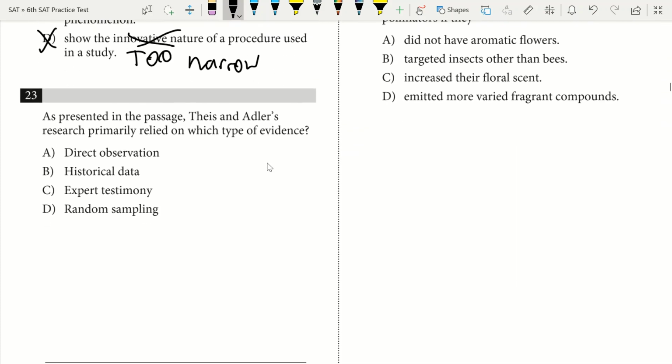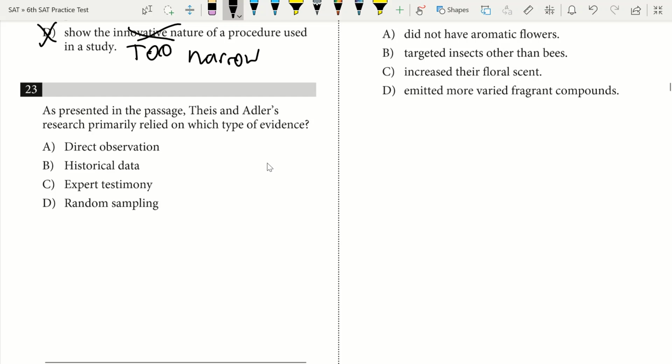All right, question 23. As presented in the passage, Theis and Adler's research primarily relied on which type of evidence? Well, if we think back to what it said, they had to wake up at 3 and 4 in the morning and look at each flower for 2 minutes, then write down everything they saw in that flower in that 2-minute period, for 168 flowers, I think was the number. It was in the hundreds of flowers. But they're really relying on that direct observation, that writing down of what they see on those flowers. So that was their main evidence.